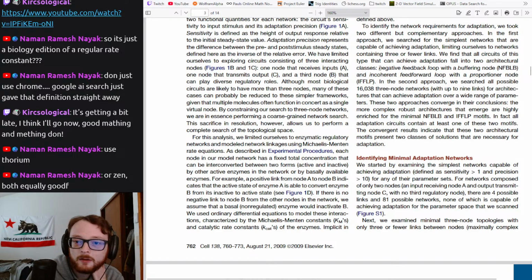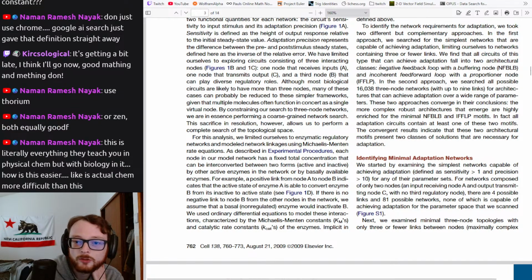So they find two types of circuits that can achieve adaptation: negative feedback loop with a buffering node, and incoherent feed-forward loop with a proportioner node.